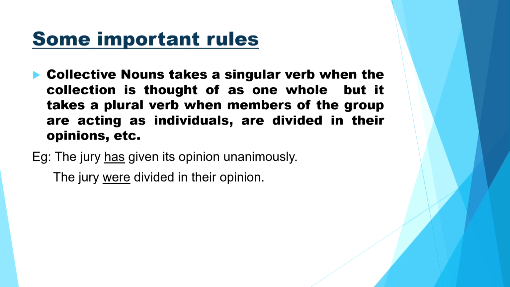Now, some of the important rules associated with collective nouns are: a collective noun takes a singular verb when the collection is thought of as one whole, but it takes a plural verb when members of the group are acting as individuals. Basically, they are divided in their opinions. Then plural will be used. Let us understand with the help of an example. The jury has given its opinion unanimously. So, here jury is our collective noun.